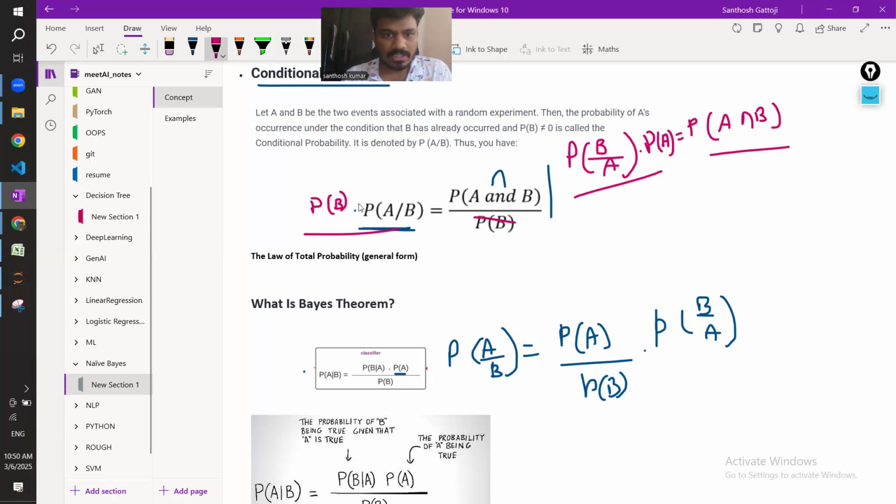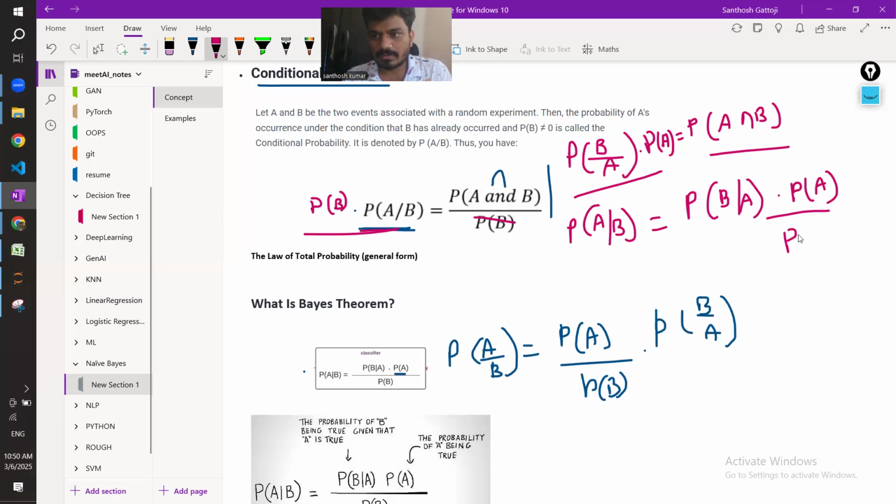So when I equate this with this, and if I want only probability of A given B, then probability of A given B equals probability of B given A into probability of A by probability of B. The same thing which we got here. So it's clear, right? I just wrote it here.